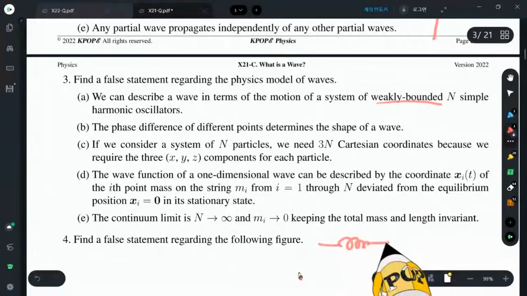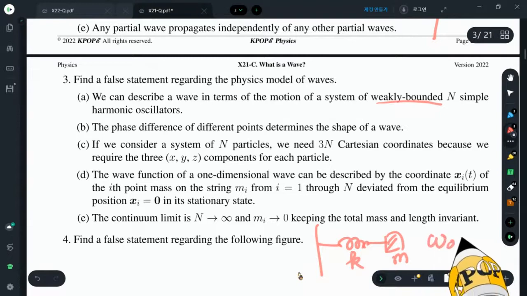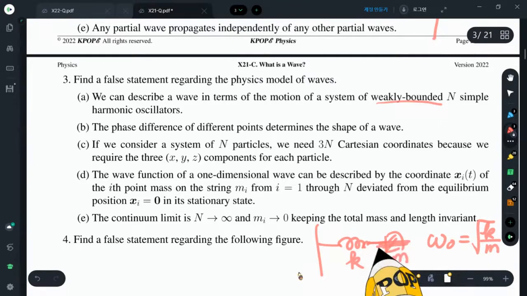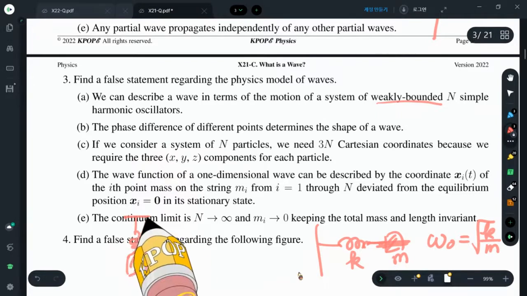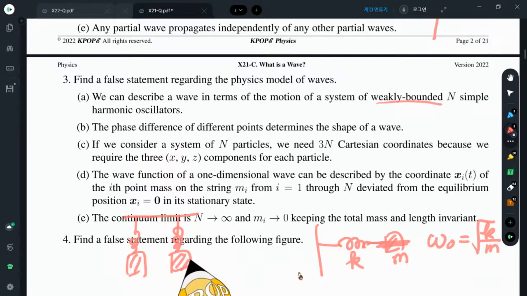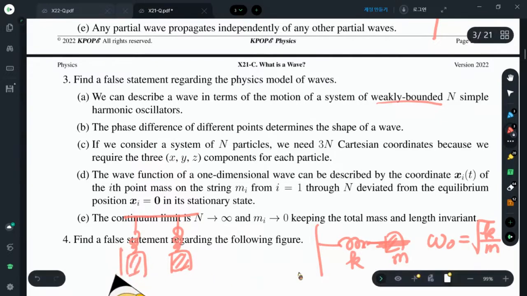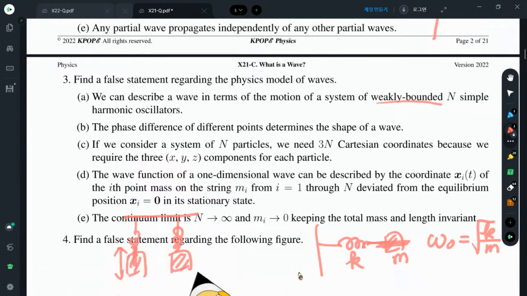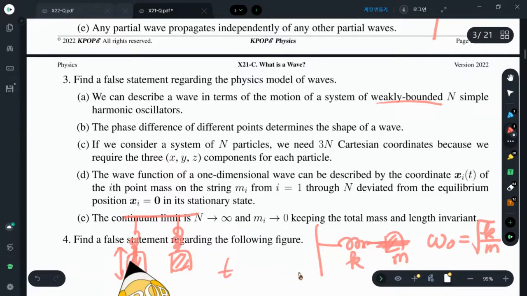we have an oscillator with spring constant k and mass m, and the frequency is the square root of k over m. It oscillates. If I put this oscillator here and another oscillator, they were at rest, and let the left one oscillate, then as time develops, only this one is oscillating.